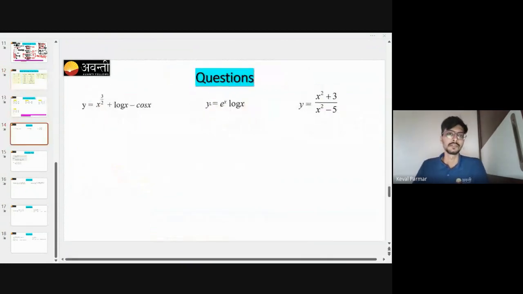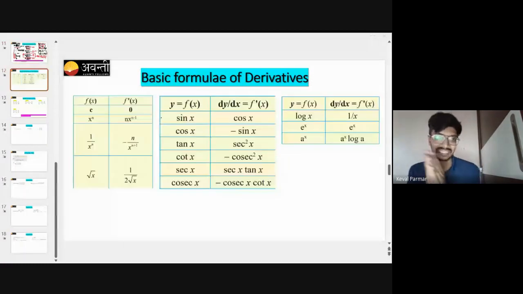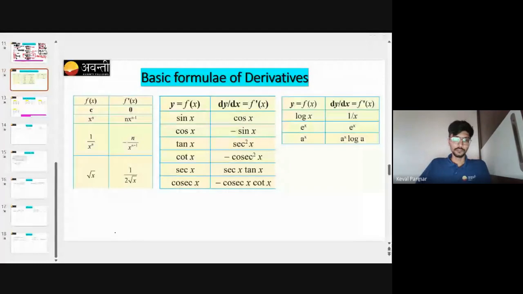Let me tell you the sequence of the chapter. After limits we will be going with continuity. So once we complete limits, most probably from next week we will learn continuity. I hope this is all clear. So we'll leave today's class and meet you all tomorrow.